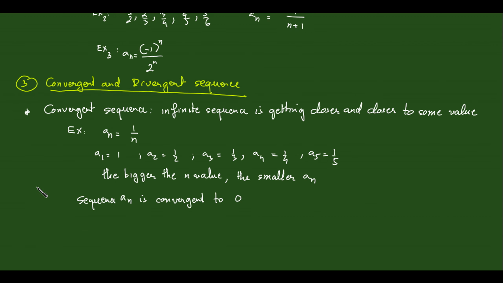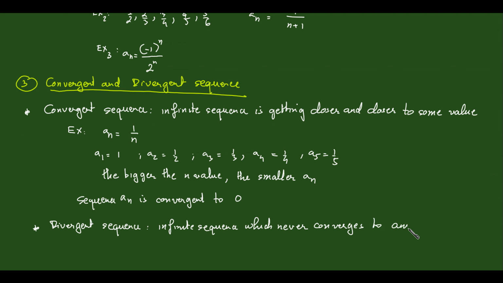Then what is a divergence sequence? A divergence sequence should be the other way around, right? It means the sequence that never converges. So a divergence sequence is an infinite sequence again, which never converges to any value.